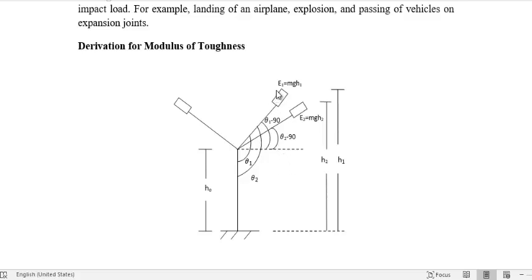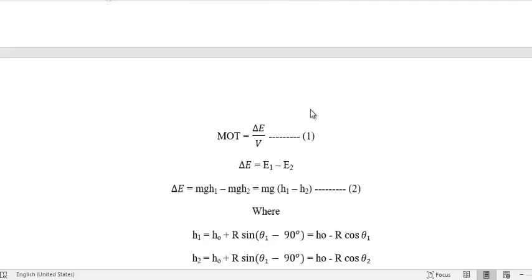Now if you look at these energies E1 and E2, what is the difference between E1 and E2? The difference between E1 and E2 is basically the amount of energy absorbed by the specimen during the breaking of the specimen. So if we are able to calculate the difference between E1 and E2, then that difference will tell us how much energy is absorbed by the specimen. And as our modulus of toughness is defined as the energy absorbed by the specimen per unit volume, we will divide that energy absorbed by the volume of the specimen, and we will get the modulus of toughness.